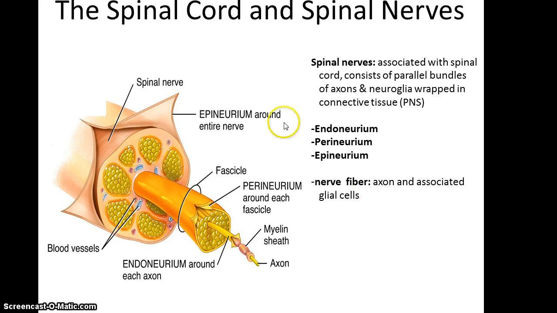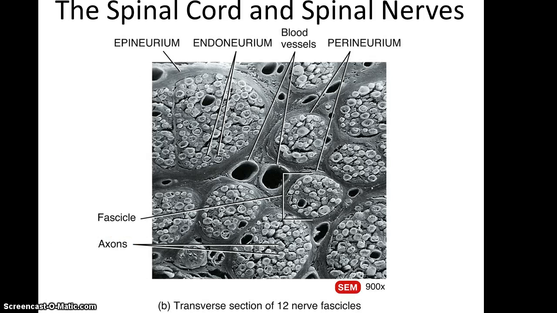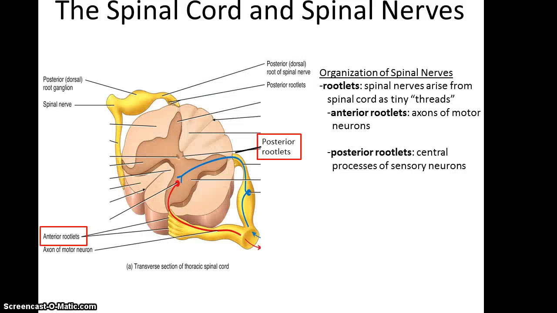So you've got three layers of connective tissue. You have the epineurium, which is around the entire nerve. You have the perineurium, which is around individual fascicles, which are bundles of axons. And then you have the endoneurium, which is around an individual axon and its associated glial cells. And here's just an electron micrograph image of this. So here's a fascicle, and you can see the blood vessels, and it looks pretty cool.